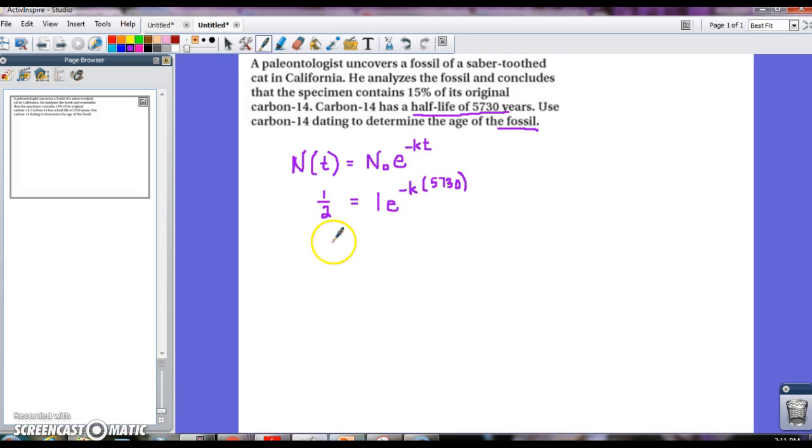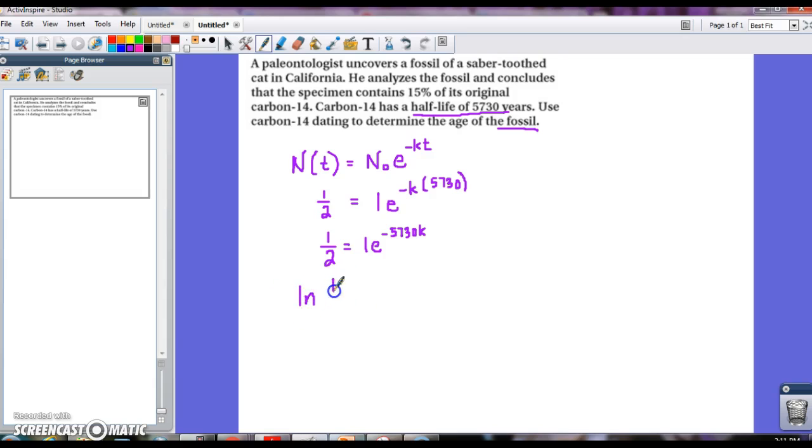Let me rewrite this. I have 1/2 is equal to 1 times e to the negative 5730k. Now, the first thing we have to do is take the log of both sides because our variable is in our exponent. When your unknown value is in your exponent, you need to take the log of both sides. Because I'm dealing with base e, instead of saying log, I'm going to say ln.